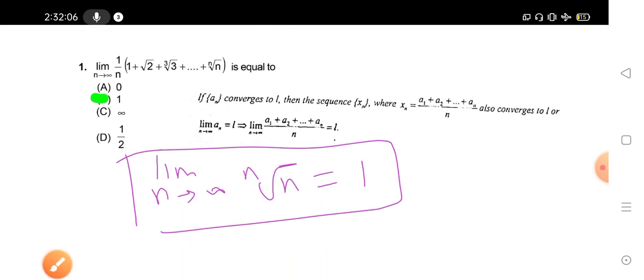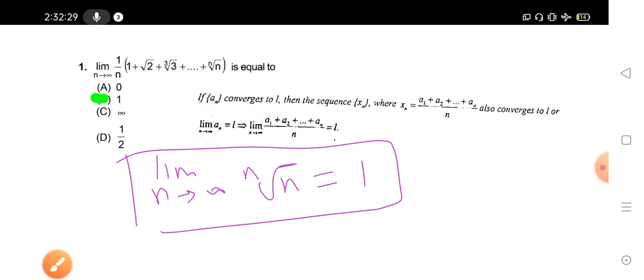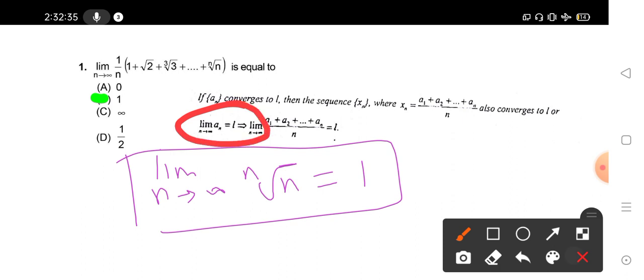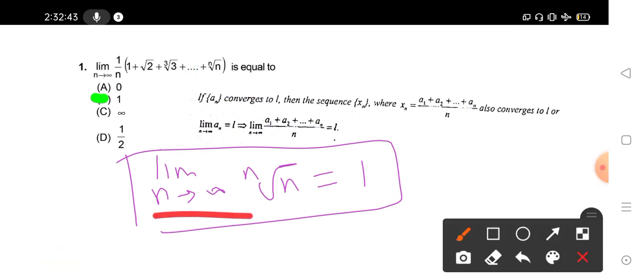Next question: limit n tending to infinity of 1 upon n times 1 plus root 2 plus cube root 3 plus up to nth root of n is equal to? Here is one result: if a_n converges to L, then the sequence (a1 plus a2 plus up to an) upon n also converges to L. This is the result. Now find the limit as n tending to infinity of the nth root of n, equal to L. The limit as n tending to infinity of n raised to 1 by n is equal to 1. So option B is correct.